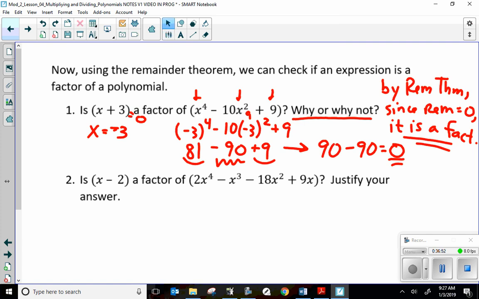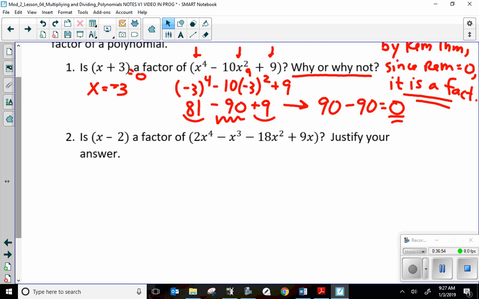All right, you want to try this next one? Go right ahead. Justify. I teach, and I have been told that justification means showing your work. Explain, or why not, means to use words. So let's do this.